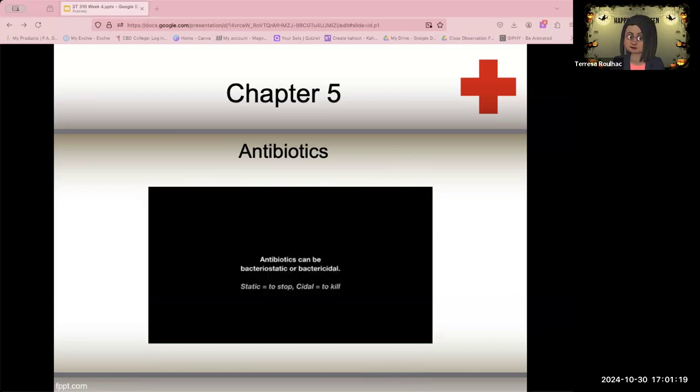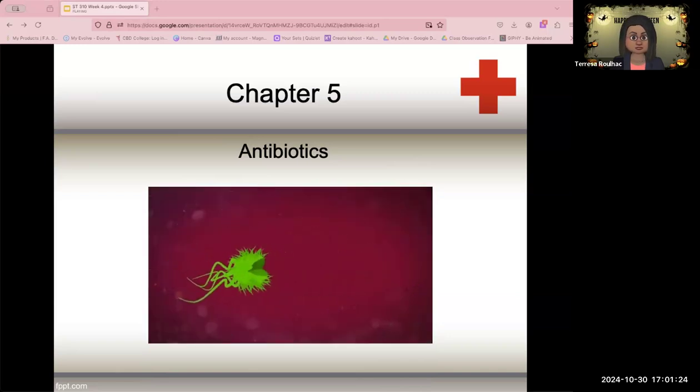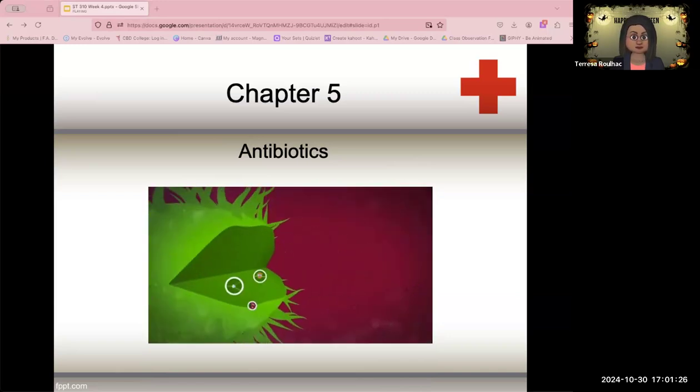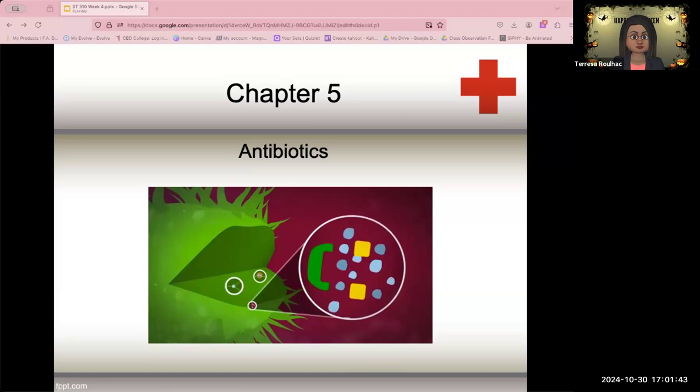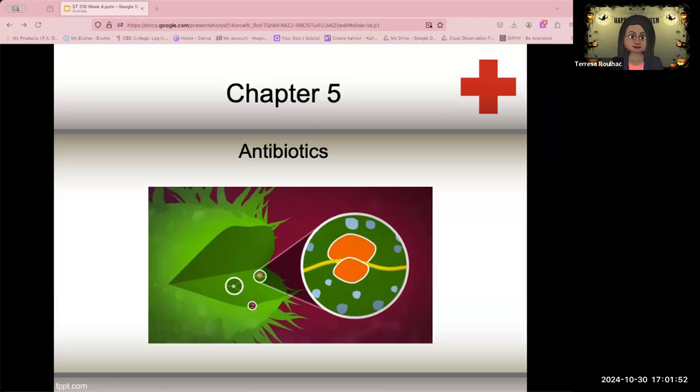Antibiotics can be bacteriostatic or bactericidal. Bacteriostatic antibiotics slow the growth of bacteria by interfering with the processes the bacteria need to multiply. These processes include DNA replication, metabolism, e.g. enzyme activity, protein production.